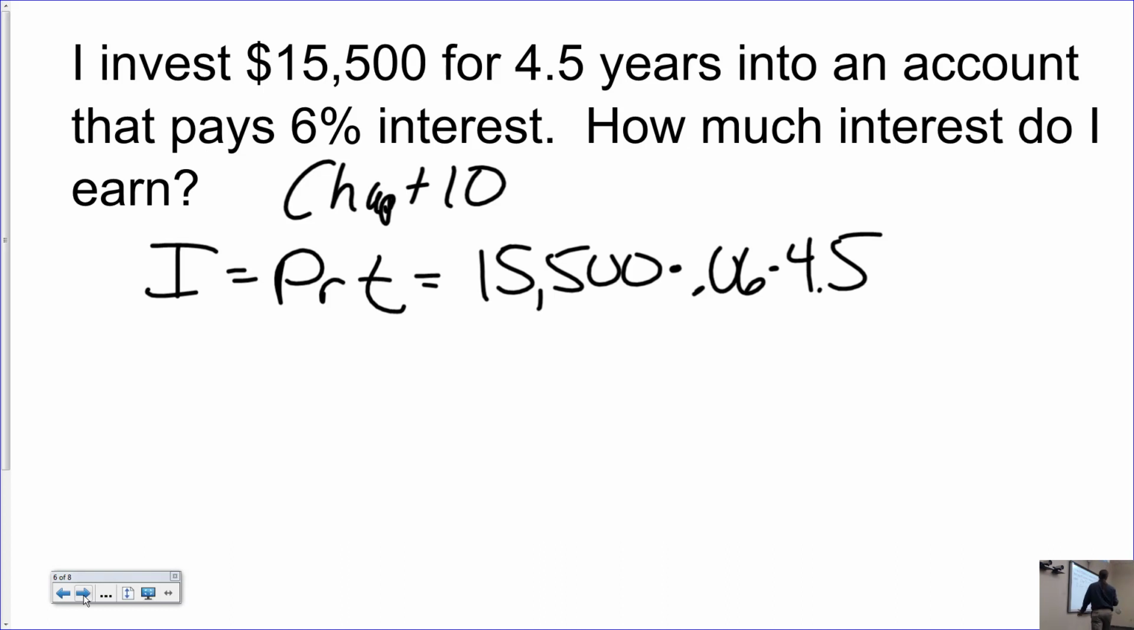So how much interest do I earn? $4,185? 41.85 because the interest is simple. Again, do not be tricked by me not saying the word compounded. All right?